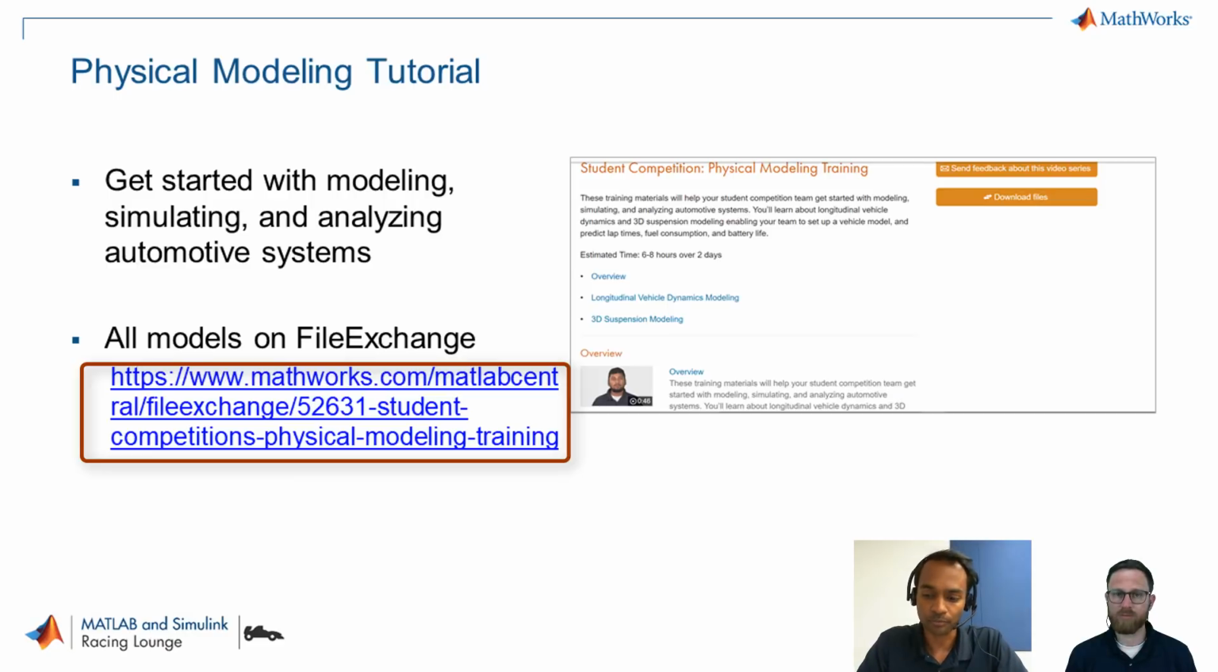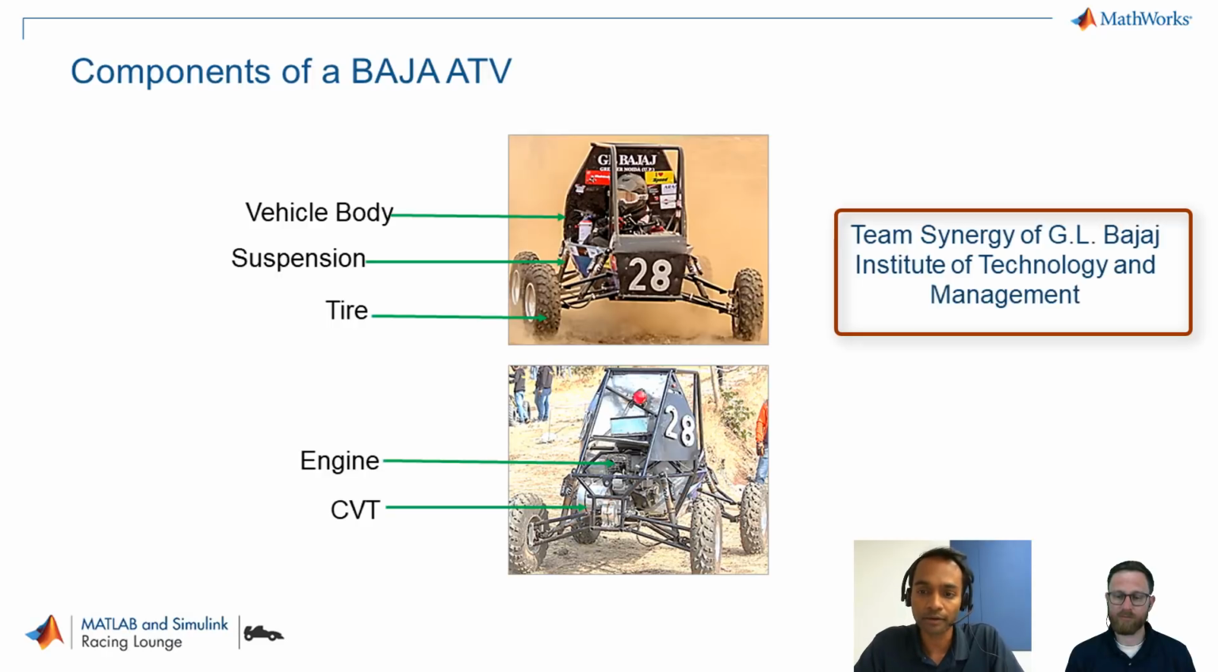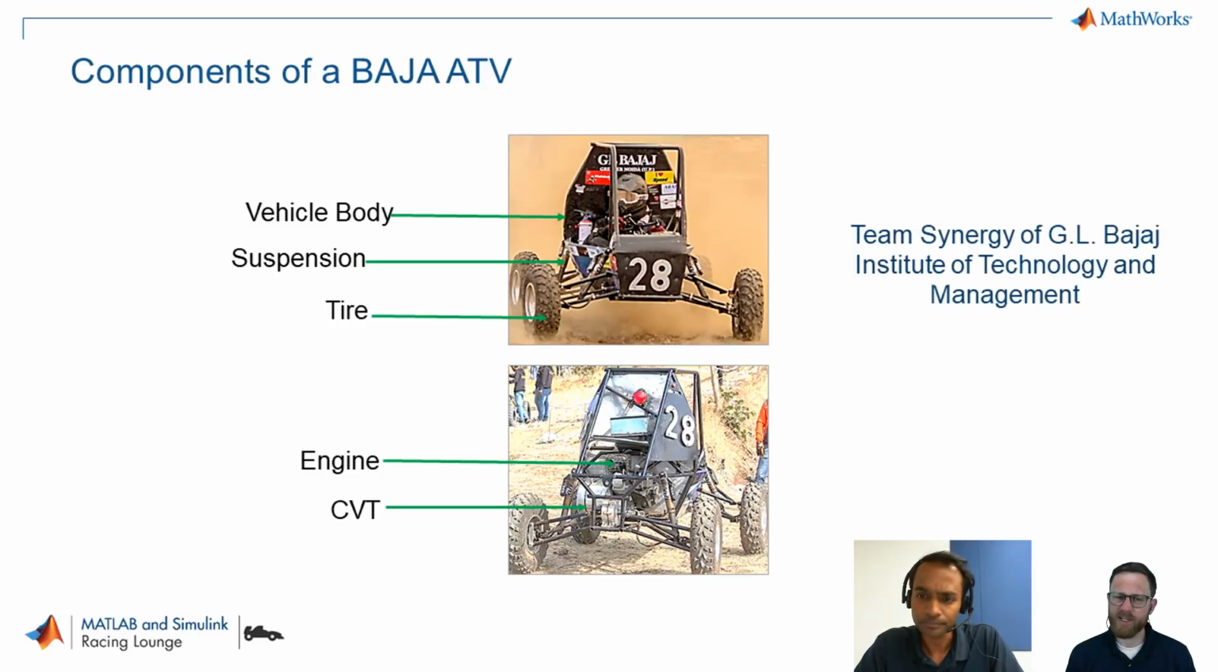So let's move to the components of the BAJA ATV. First of all, we would like to thank Team Synergy from GL Bajaj Institute of Management and Technology. They have given us the images and even the vehicle specifications of their BAJA vehicles. So what we are seeing is pretty much realistic data, right? Yeah. We have these components: vehicle body, suspension, tire, engine, and CVT. Let's see how, by assembling these components, we have built the model.